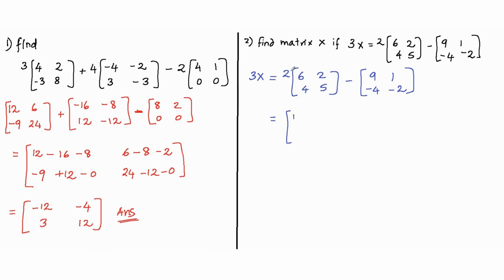So 2 6s are 12. Again, laws of BODMAS also apply to matrices. So multiplication before subtraction. 2 6s are 12, 2 2s are 4, 2 4s are 8, and 2 5s are 10, minus [9 1; -4 -2]. So now I am going to perform subtraction. So 3x therefore equals, let's take the corresponding elements and subtract.